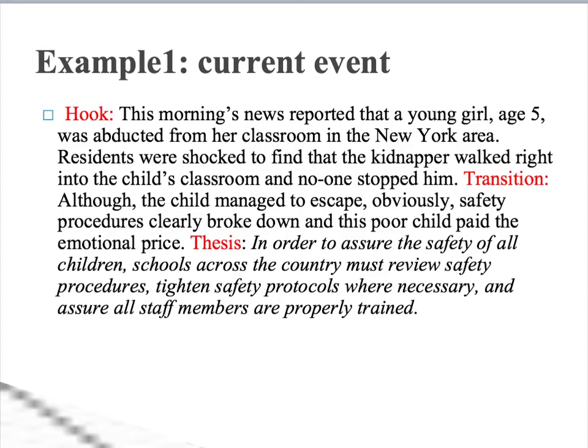Here's my hook. This morning's news reported that a young girl, age 5, was abducted from her classroom in the New York area. Residents were shocked to find that the kidnapper walked right into the child's classroom and no one stopped him. The transition then says, although the child managed to escape, obviously safety procedures clearly broke down and this poor child paid the emotional price.